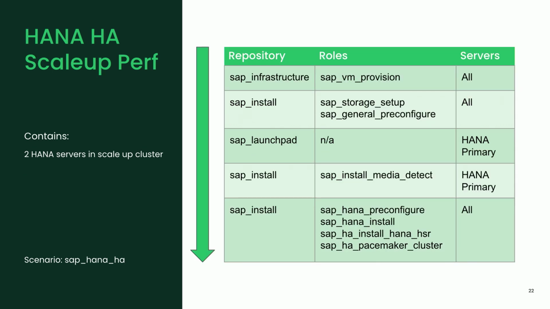This is a comparison for HANA HA scale-up performance. This is different because you don't have SAP here as the application, which means you have only two boxes. You run the same, but you stop at HANA because you don't have SAP. And this is similar to the previous. Everything else up to this point is identical. It will give you the same result, and you have a HANA setup, and you can use it.